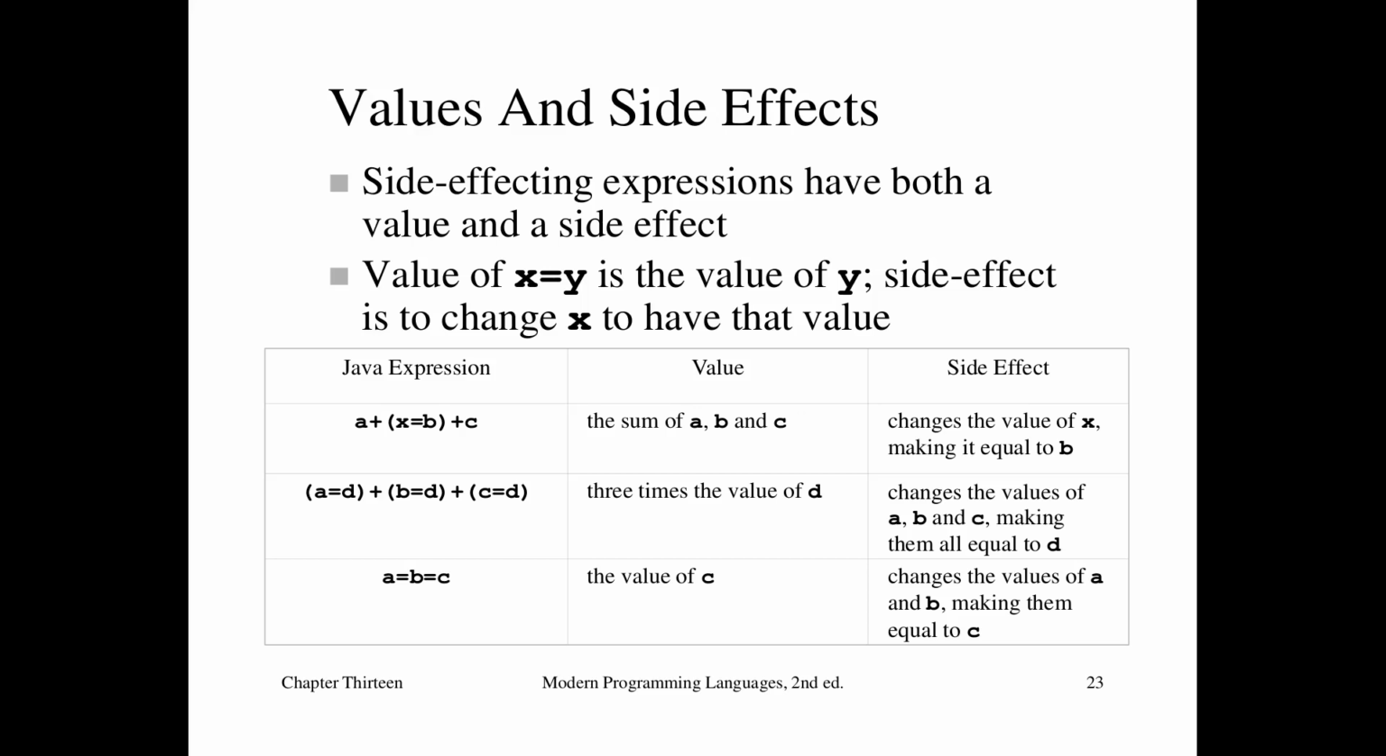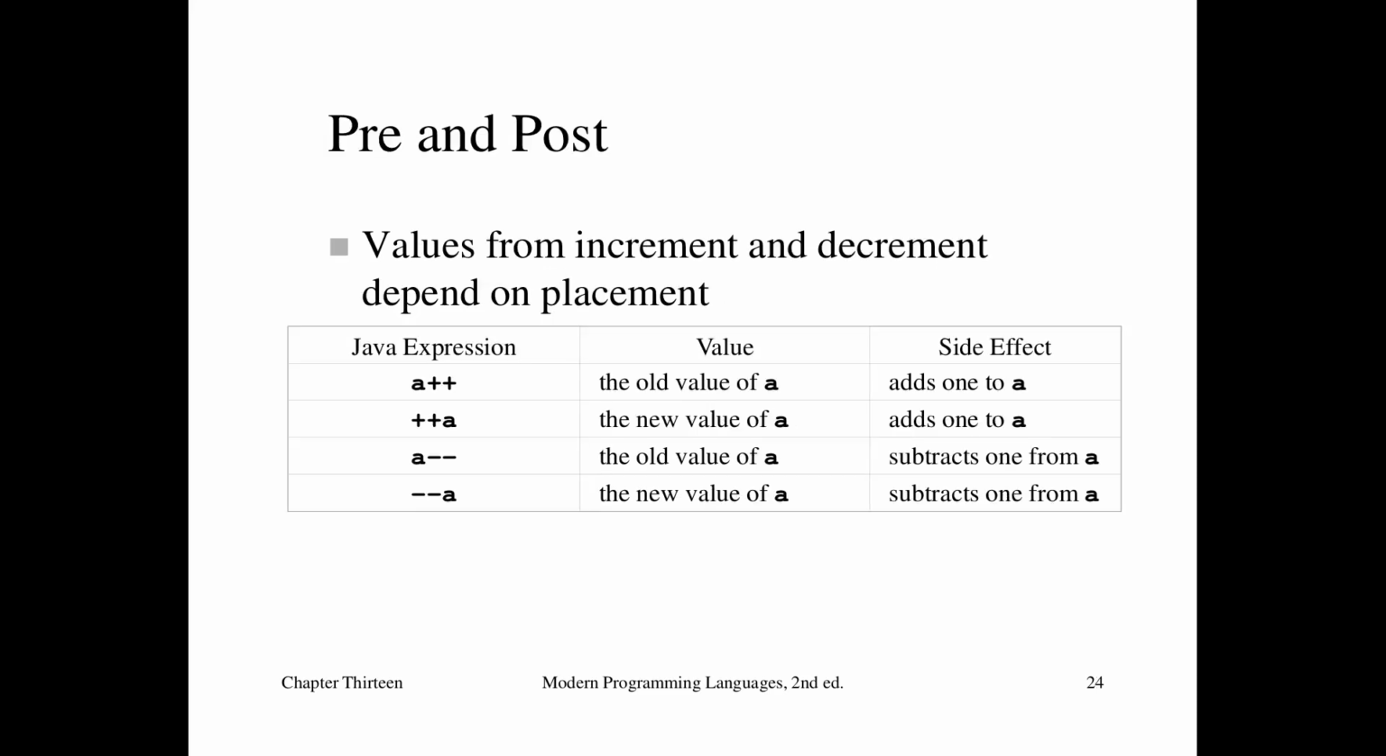Now, the a equals b equals c, this last one, will evaluate to the value of c, because that's the value of a, but it also changes the value of a and b, making them both equal to c. And so we have to understand that that's what's going on in that assignment.